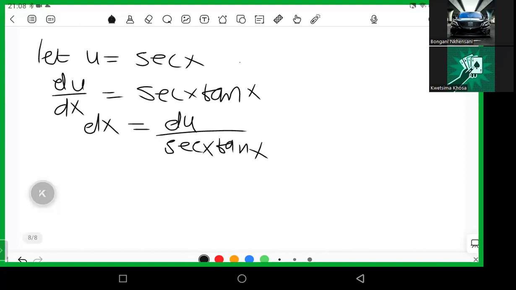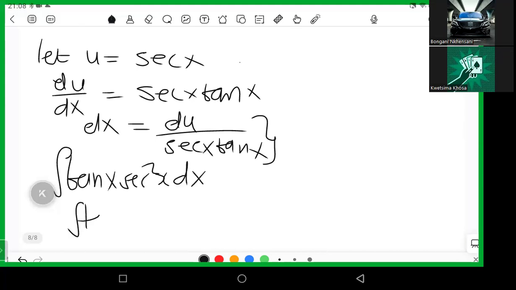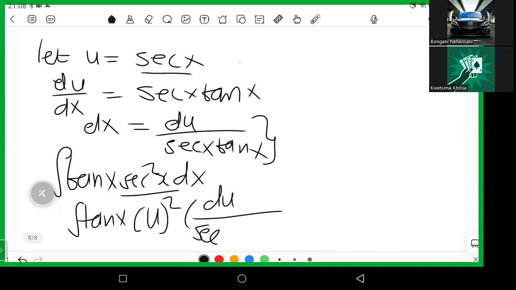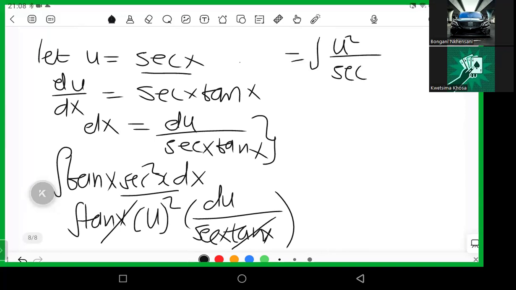And then now we know that we can replace this where there is dx. We know that the original question was like this. Then we'll have tan x u squared. Since we said let u be sec x, then du over sec x tan x. Then tan x will cancel out with tan x. Then we'll be left with the integral of u squared over sec x du.